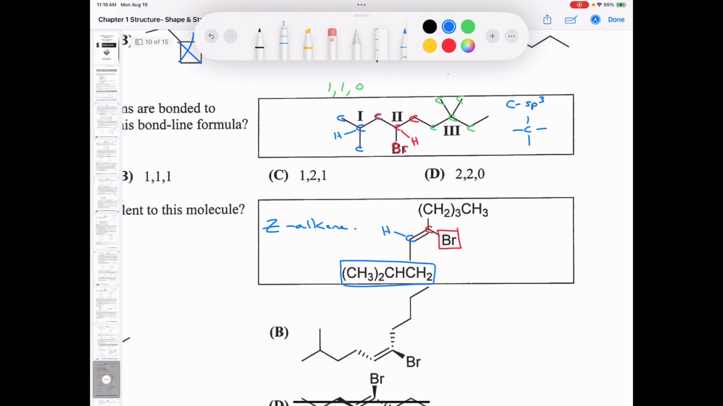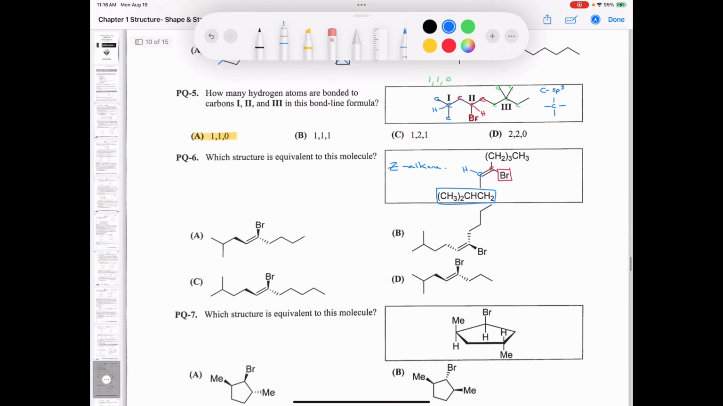And so if we take a look at the answers, A, C, and D are actually all Z-alkenes. This is a Z-alkene, this is a Z, and this is a Z. But if you look at B, this is an E-alkene. You see the bromine and then all of this. So this is an E-alkene, and we can cancel out that one right there.